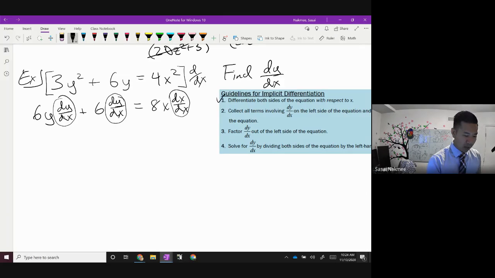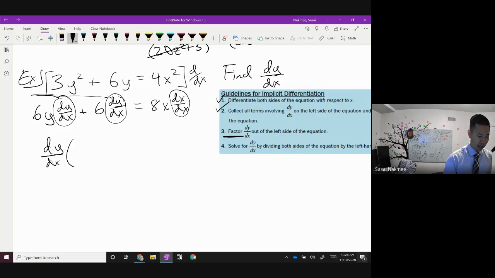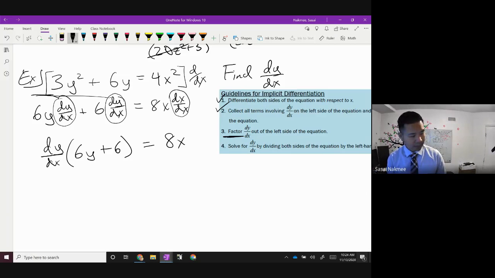That was step 1, differentiate both sides. Step 2, collect all dy/dx terms on one side and everything else that doesn't have a dy/dx on the other. The dy/dx's are both on the left-hand side, and I have a dx/dx on the right-hand side that doesn't have a dy/dx, so step 2 is done. Step 3, factor out a dy/dx from the left side of the equation. So when I factor out that guy and that guy, it's going to come out as dy/dx. What's left behind is 6y plus 6 is equal to 8x. Now that's step 3, factored out.